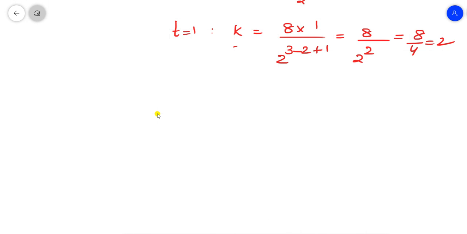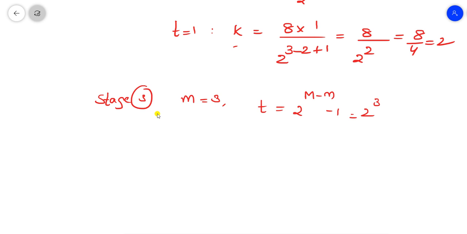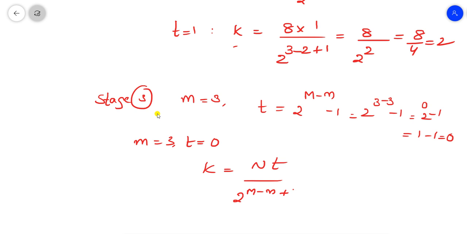And next, stage 3. In stage 3, m is equal to 3. What about t? T is given by 2 to the power of m minus m minus 1, that is equal to 2 power 3 minus 3 minus 1, which is equal to 2 power 0 minus 1, that is equal to 1 minus 1, that is equal to 0. So here m is 3, and t is 0 only. If t is 0, what about k? K is nothing but nt by 2 to the power of m minus m plus 1. So obviously t is 0, so k is also 0. So these are the twiddle factors.